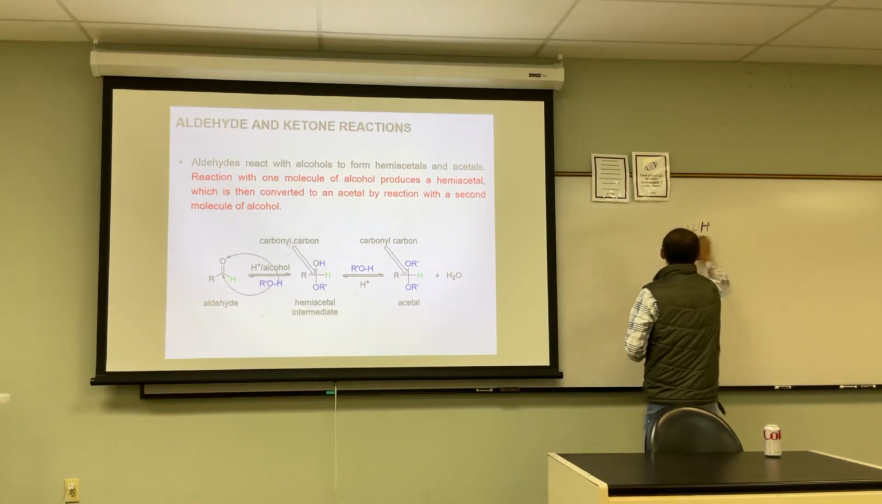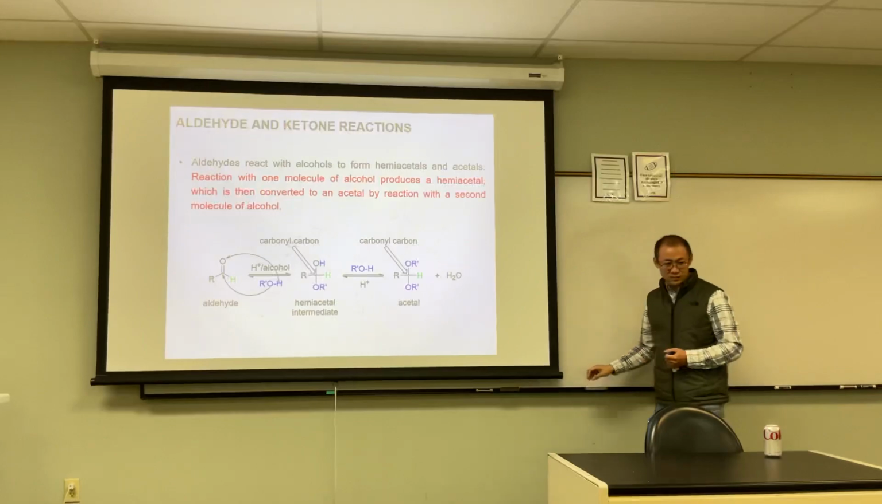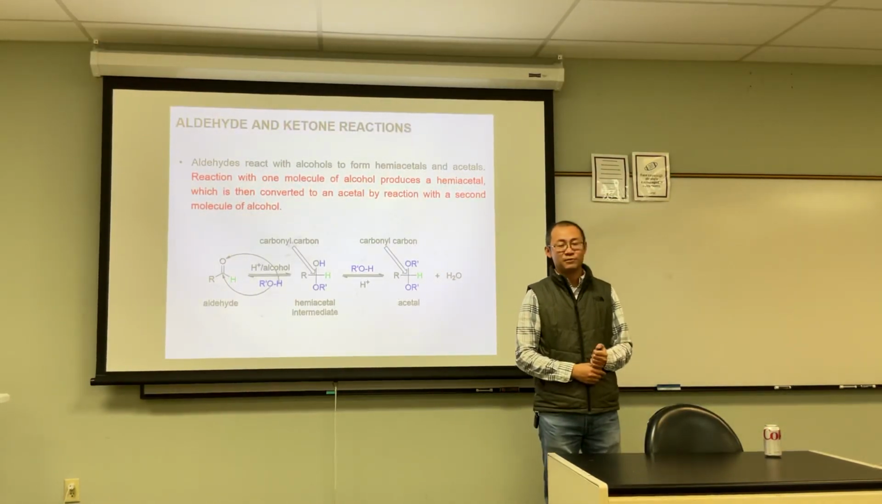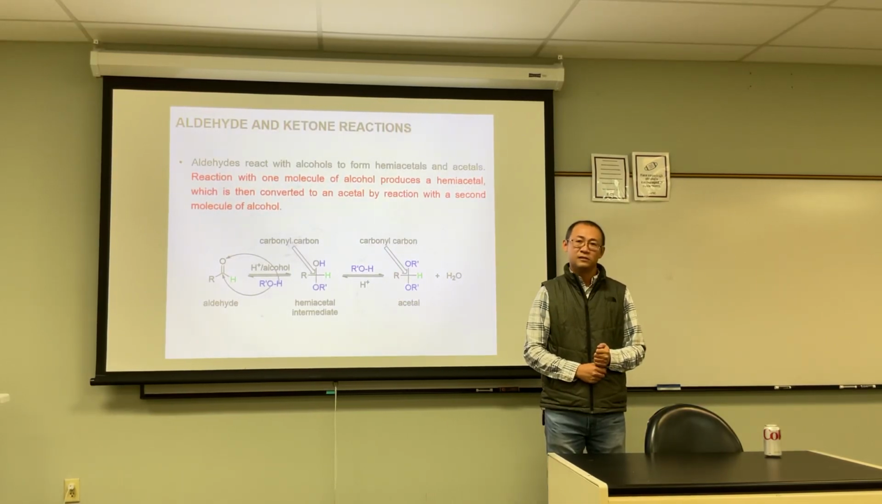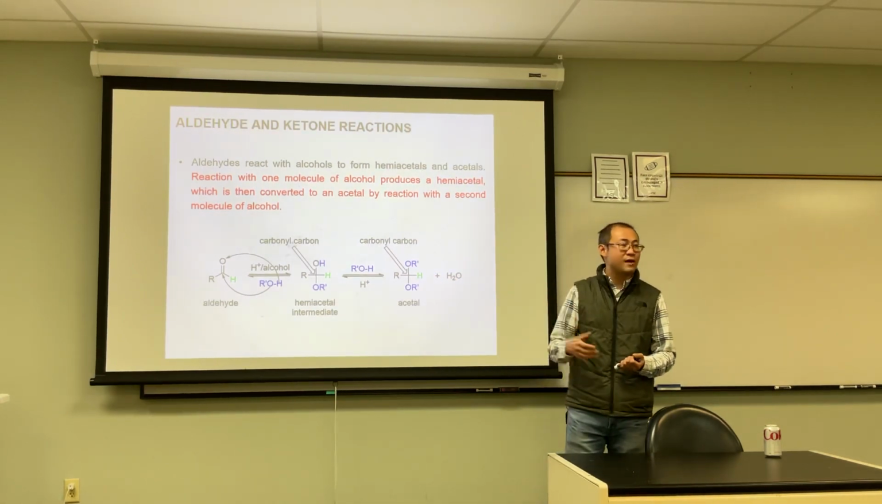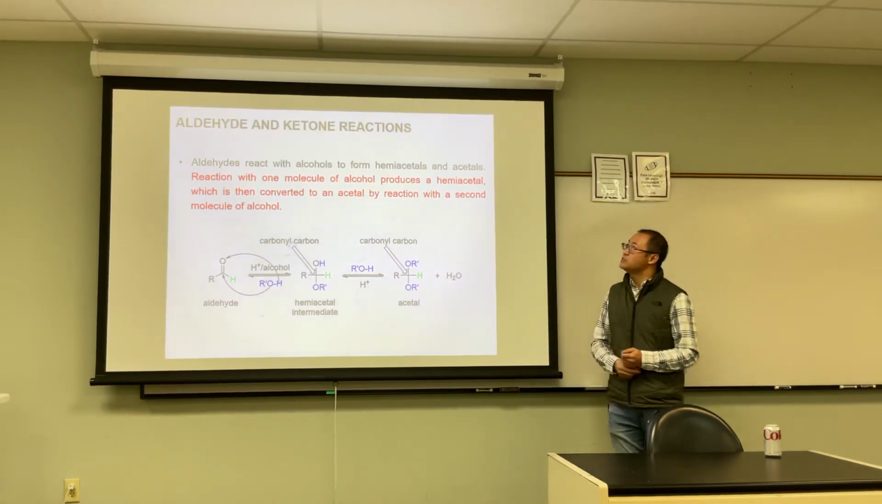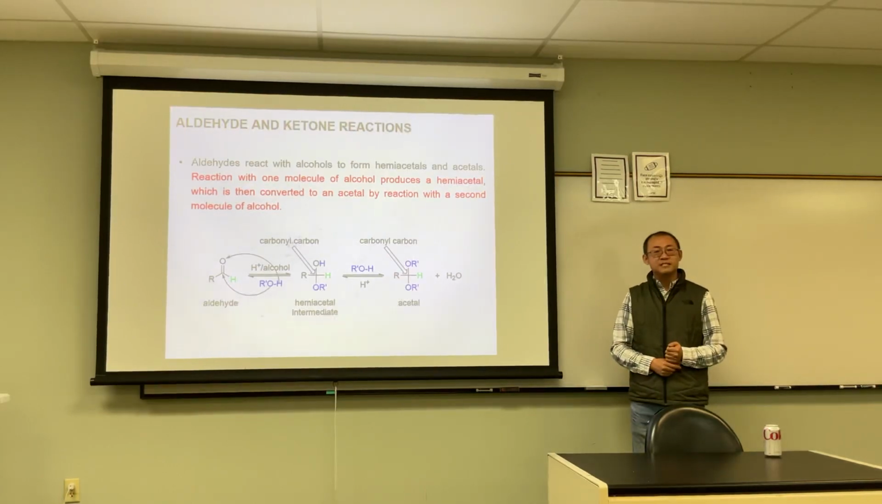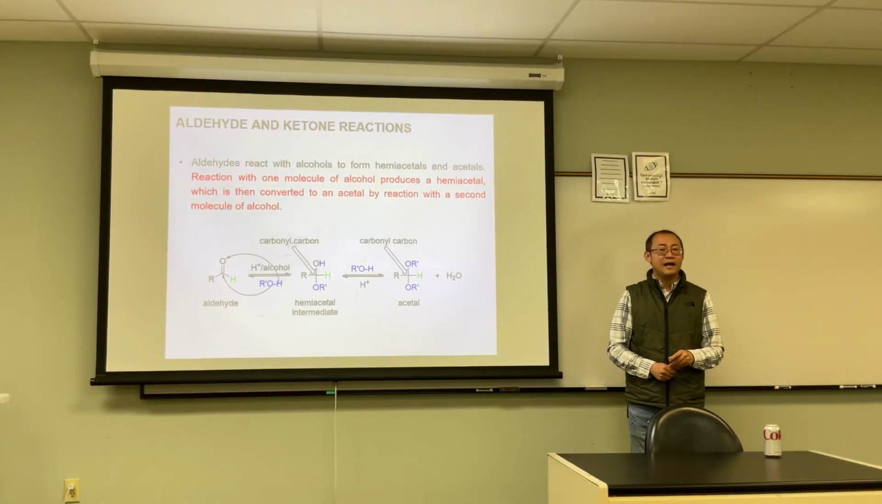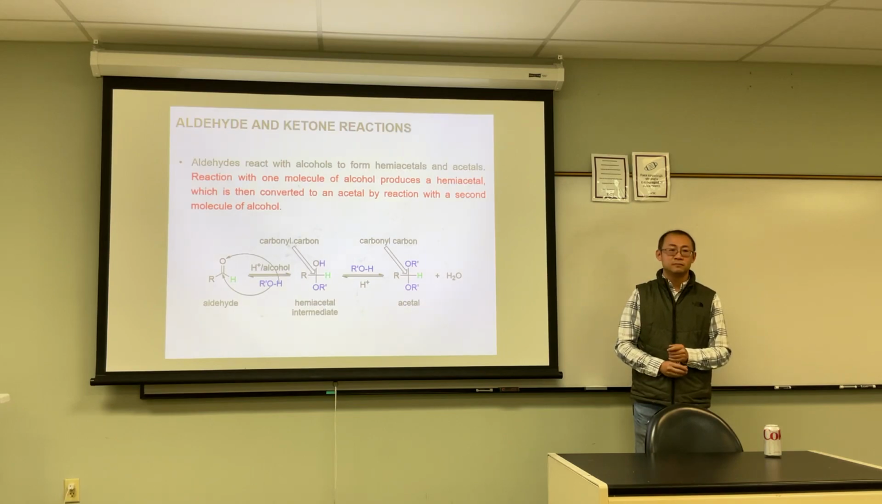I will be very slow on this reaction because this is probably the most difficult reaction in the whole first 6 chapters. Okay, I'll be slow. I'll show you how. I'll put the arrows here already, but I will show you on the board as well. Okay, the third reaction is adding alcohols to an aldehyde or a ketone.